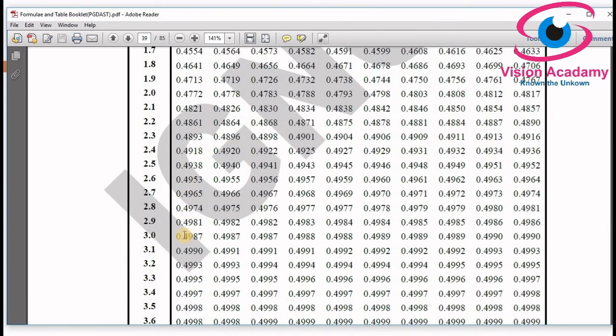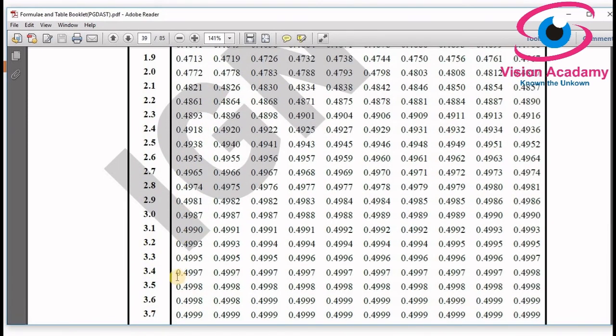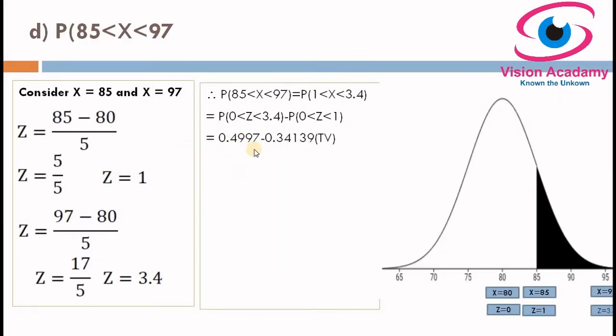0.3413 from our highest value, 0.4997. So when we subtract both table values, the interested area we get is 0.1584. In the whole probability area of 1, our interested area between 85 and 97 for x is 0.1584. This is the shaded area.